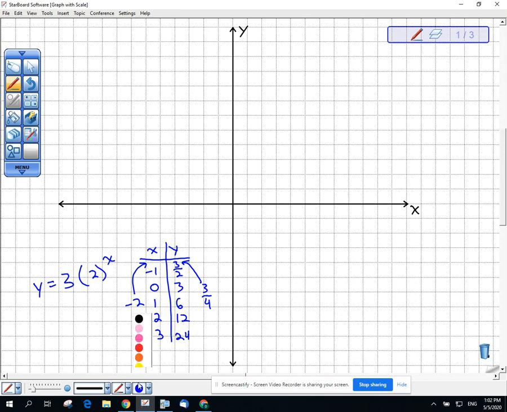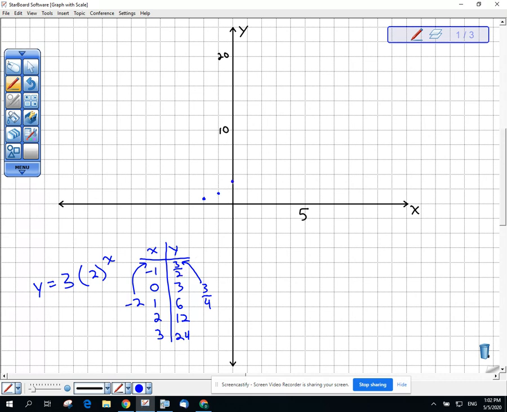And I think just like the last example, I'll go by 1s on my horizontal scale, and I'll go by 2s on my vertical scale. That way I'll have just enough space to put that 24 in place. And plotting points, we had (-2, 3/4), which would be right about here, right? Remember that this is 2, so this is 1, so about 3/4 would be right about there. (-1, 3/2), which is 1.5, so right about here.